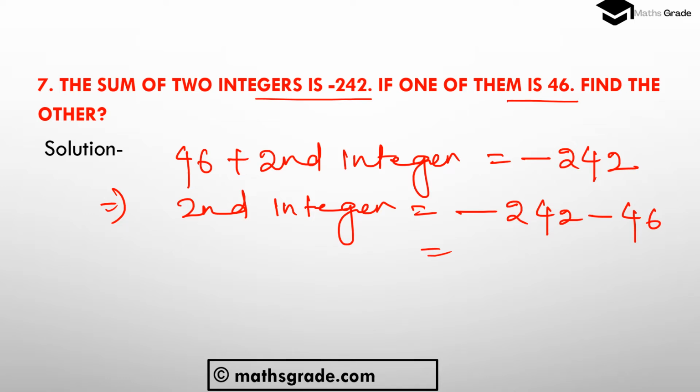Both are negative integers, so we add the integers without sign, that is 242 plus 46 is 288, and since both are negative, just put the minus sign before the integer: minus 288. So the other integer is minus 288.